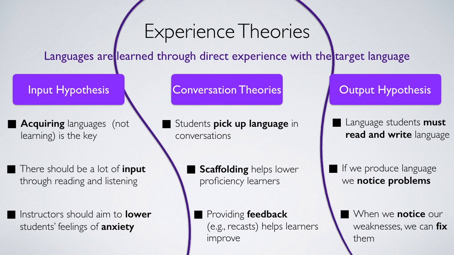Experience theories, understandably, stress that languages are learned through direct experience with the target language. The first part of experience theories looks at the input hypothesis. This is one of the most famous theories related to second language acquisition, and was proposed by Stephen Krashen. Krashen argues that acquiring language, not learning it, is the key to becoming proficient.